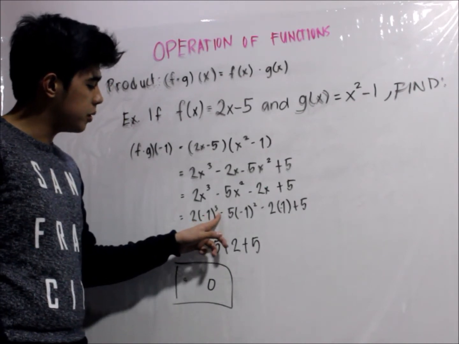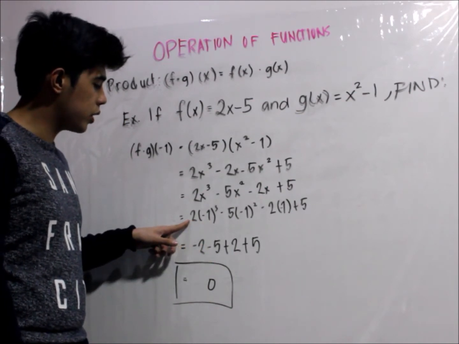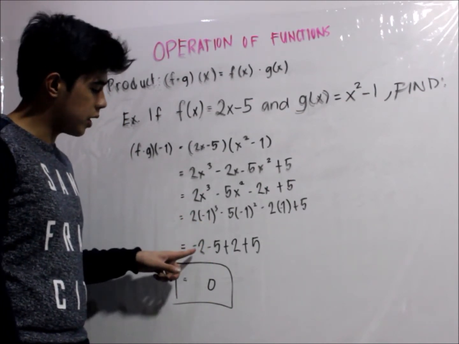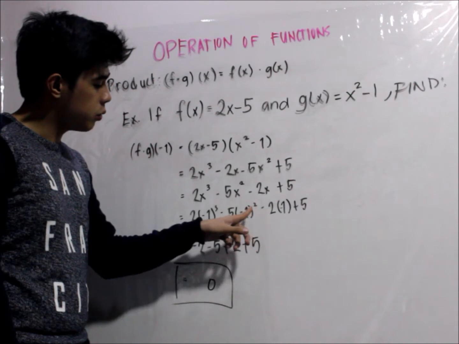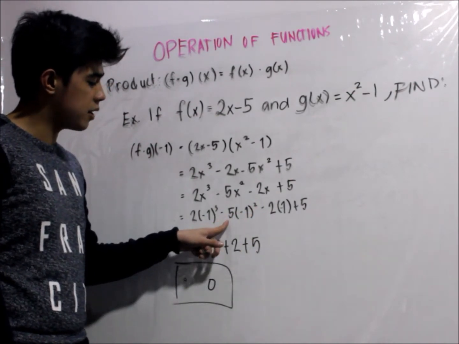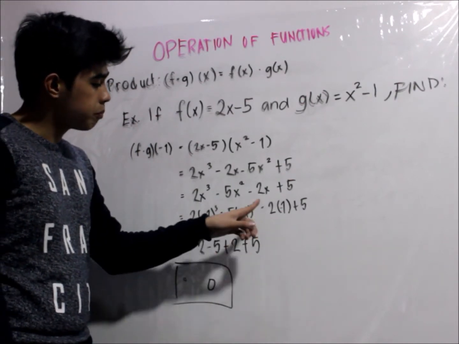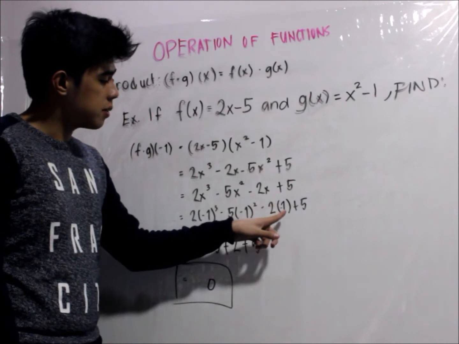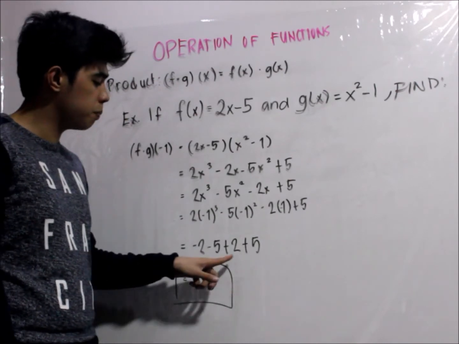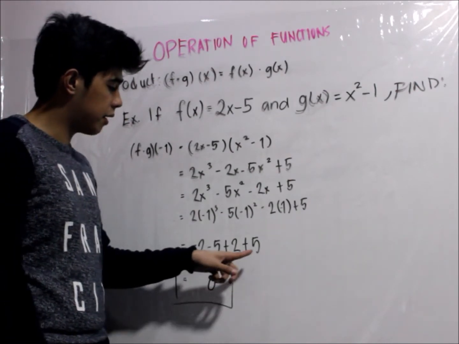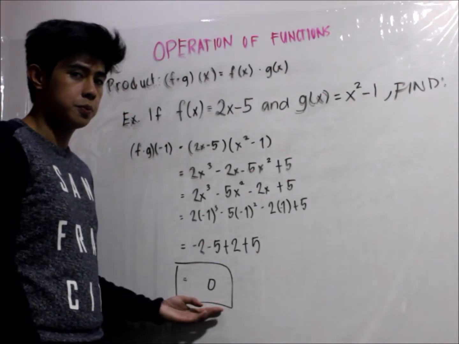So negative 1 cubed will still be negative 1. And times 2, so that means negative times positive, it will become negative. So that will become negative 2. Negative 1 squared will be positive, but the negative 5 is outside. So positive times negative will be negative, so we will have negative 5. And then negative 2 times negative 1 will become positive 2 and we still have positive 5. When that happens, negative 2 and positive 2 will cancel out. Negative 5 and positive 5 will cancel out. And we will have the answer, or the product, of 0.